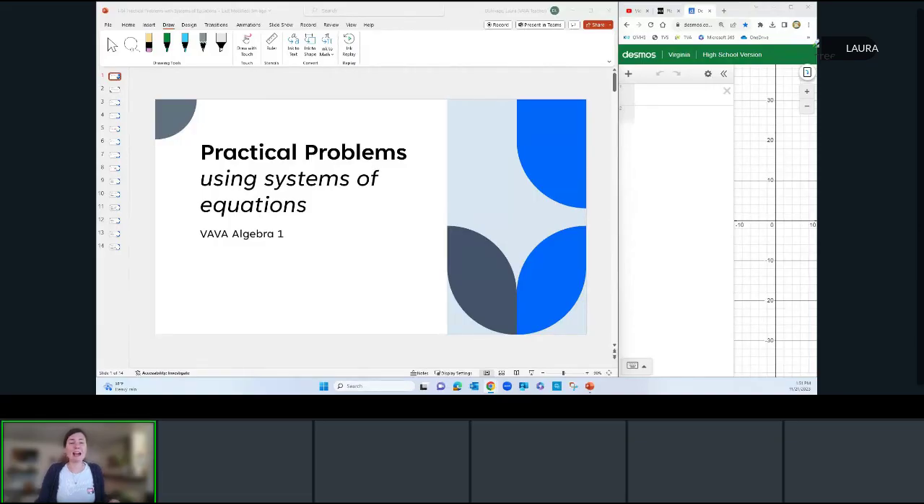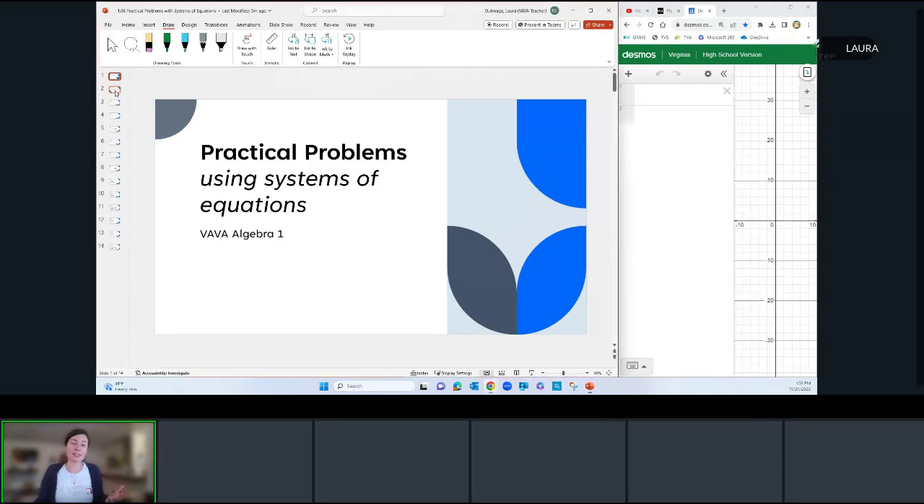Welcome, everybody. Now that we're pretty well acquainted with our systems of linear equations, we are going to dive a little bit deeper into this topic and actually come up with those systems ourselves based on the scenario that they represent. So we are going to explore some practical problem solving using systems. Be sure that you have Desmos ready to go.